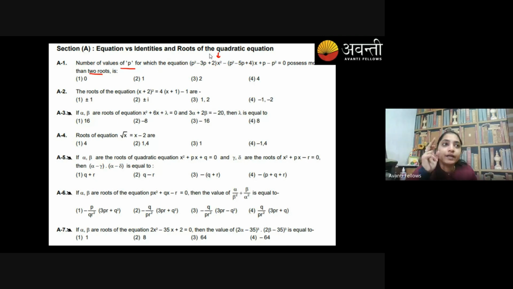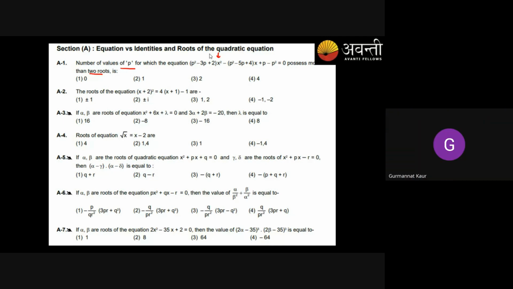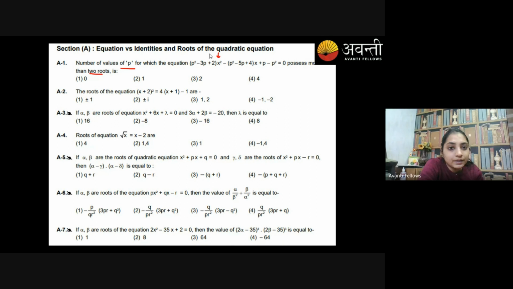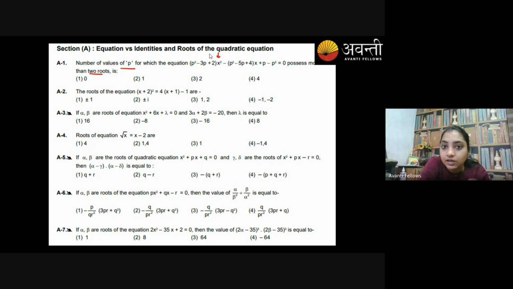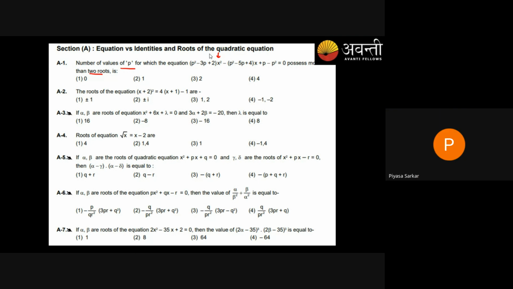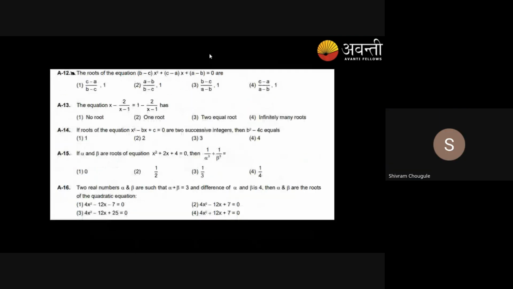For the equation to be quadratic, it must have a maximum of two roots. But if the equation has more than two roots, it means it is not an equation, it is an identity. If it is an identity, then all the coefficients of x square, x, and the constant should be equal to 0. Clear? Yes, ma'am. Got it.